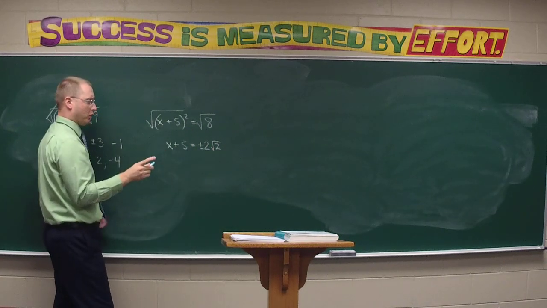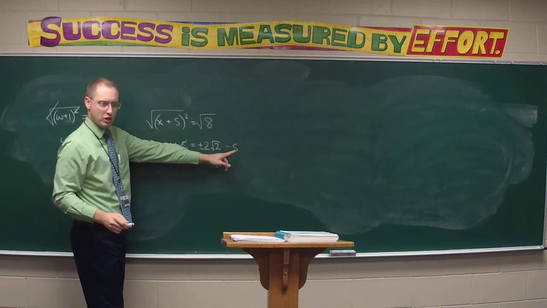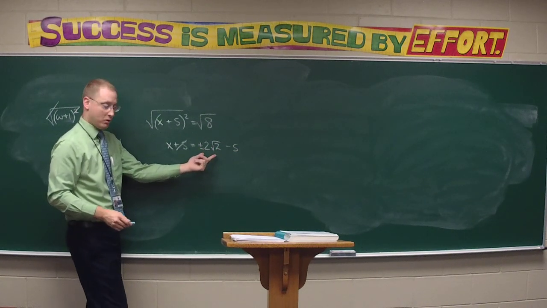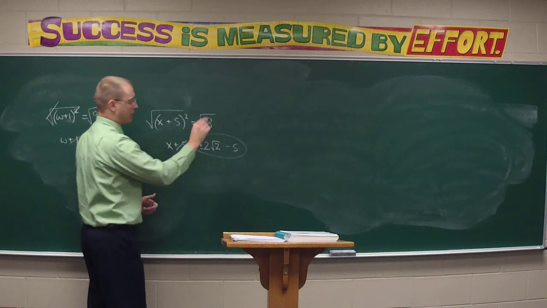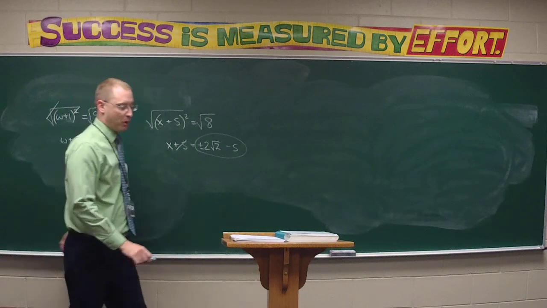Yeah, now here, though, when I go to subtract the 5 away, can I subtract a rational 5 from irrational 2 square root of 2, or negative square root of 2? So I'm going to leave my answer like that, as a binomial. That's what we're going to be looking at tomorrow. We'll kind of go from there.